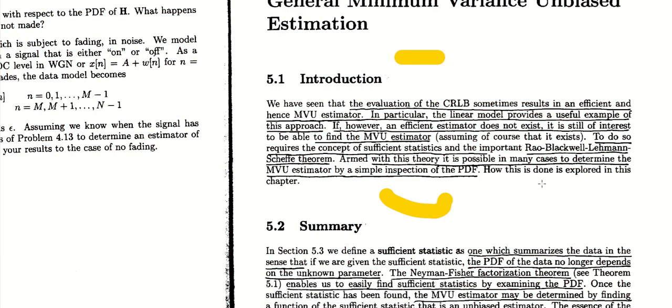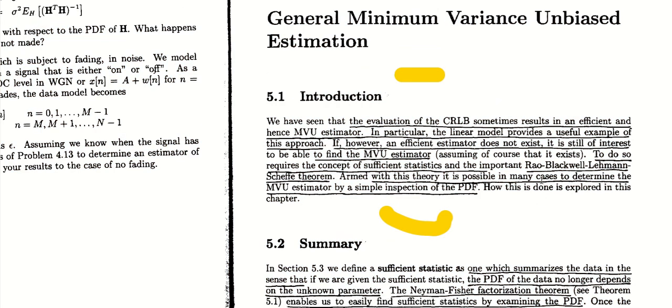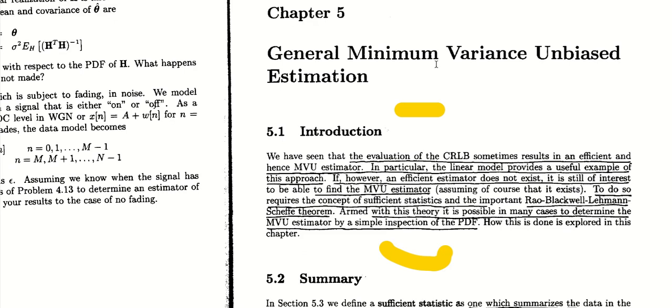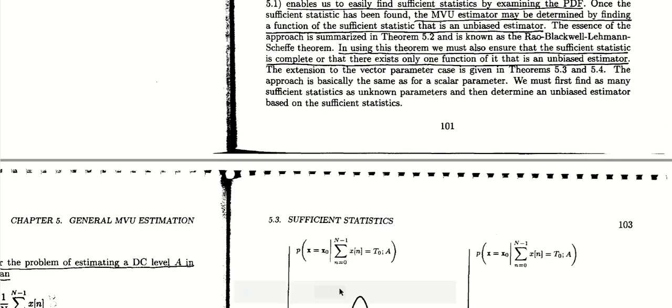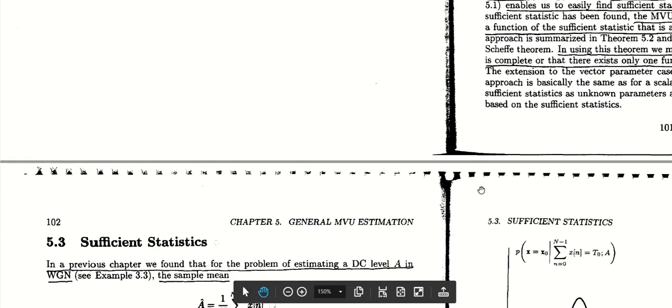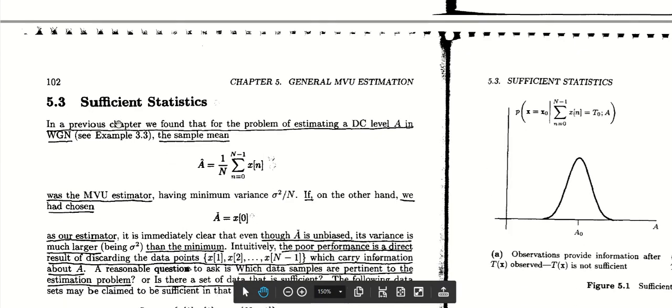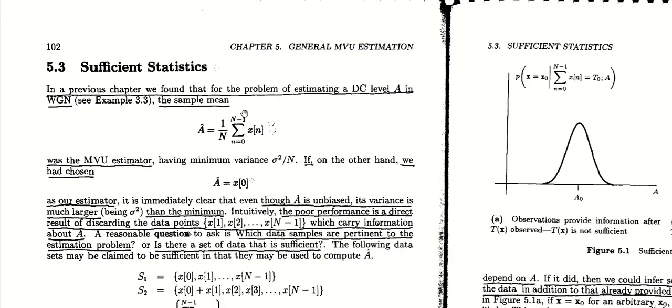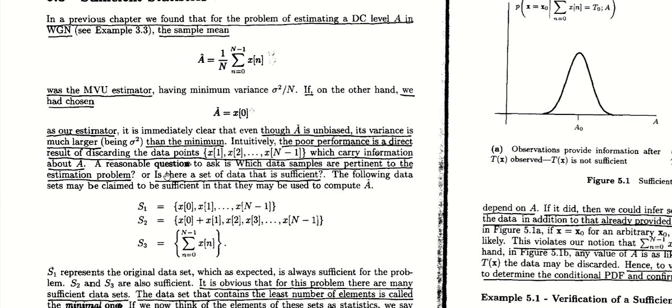Okay, so last time we talked about minimum variance unbiased estimation, and one of the things we talked about is sufficient statistics. A trivial example is to calculate the sample mean. When we calculate the sample mean, we already know that it is a good estimator for the mean. So we collect a set of data.